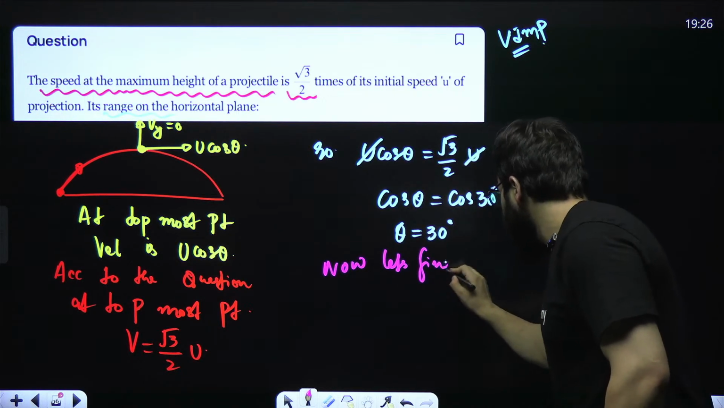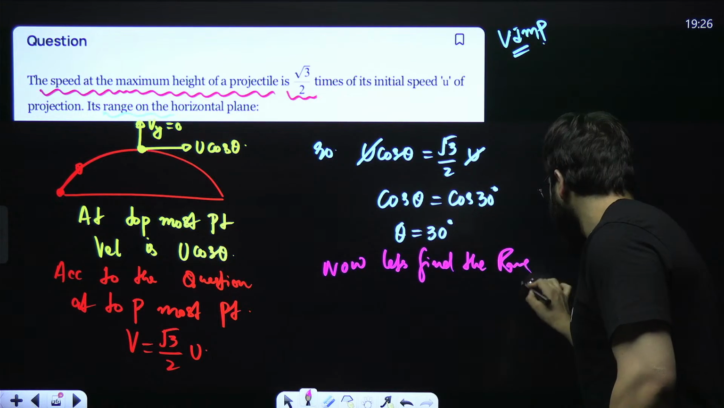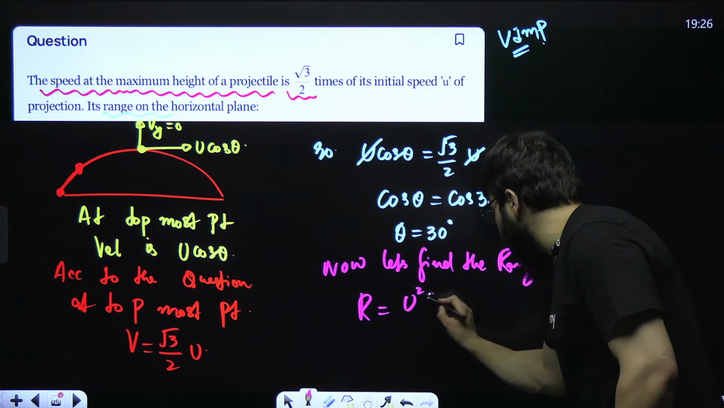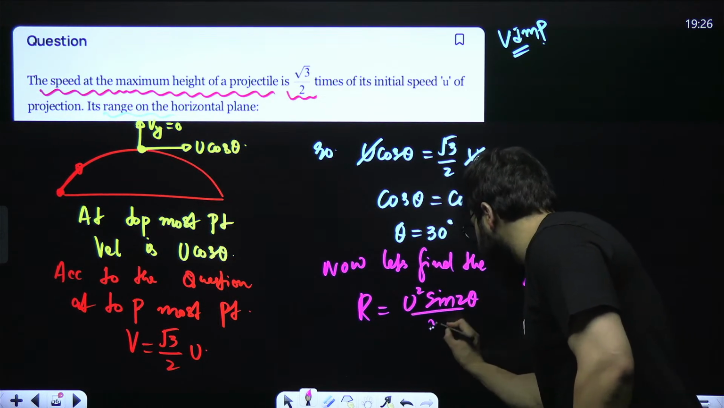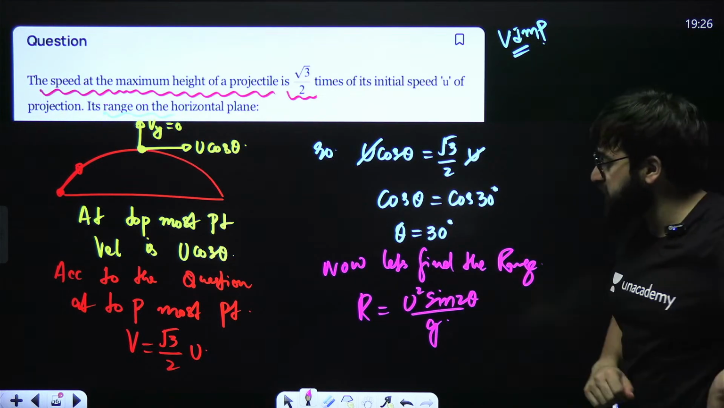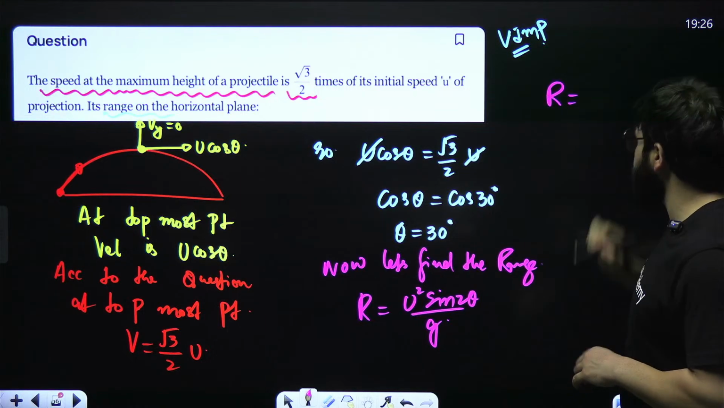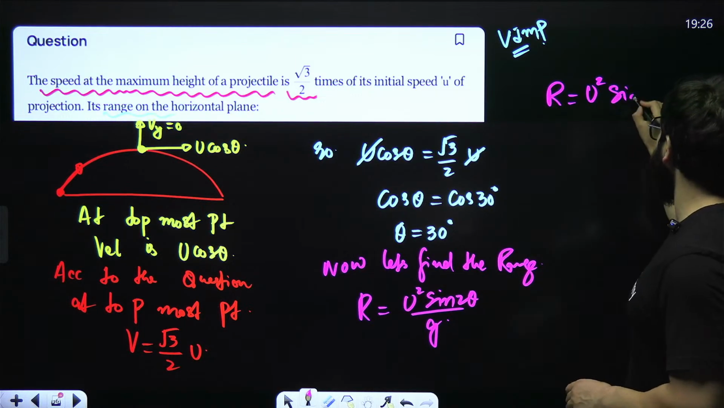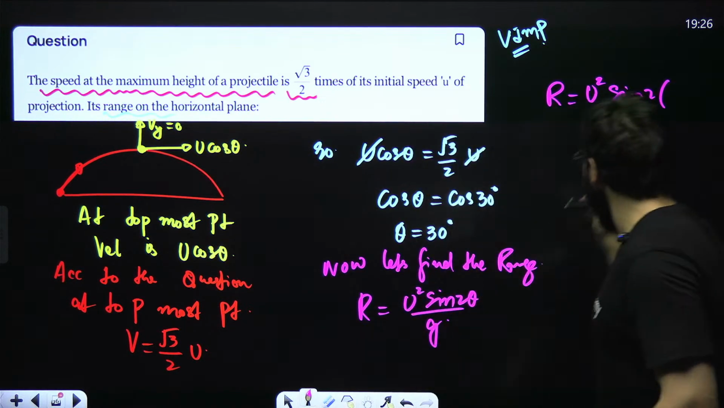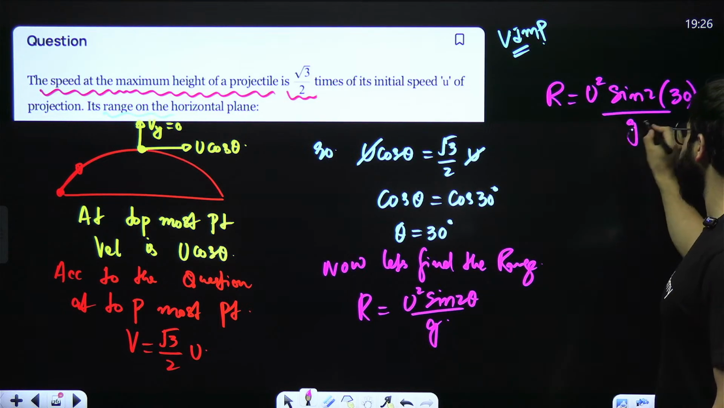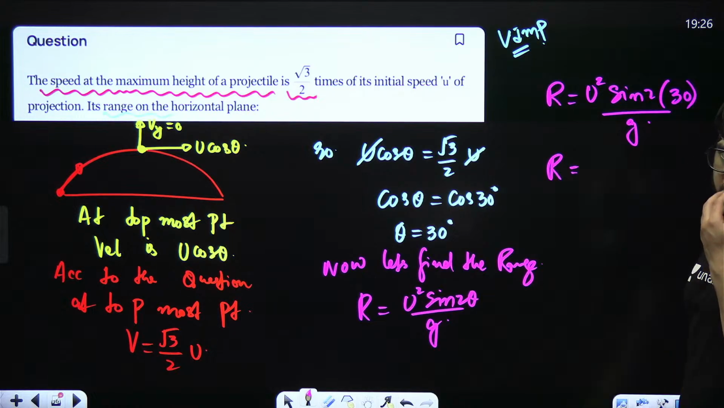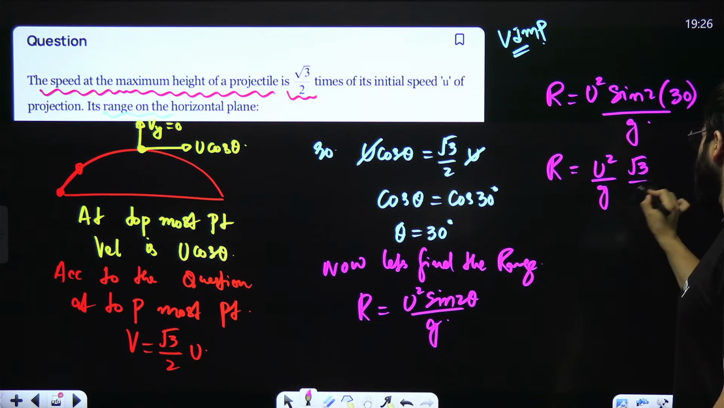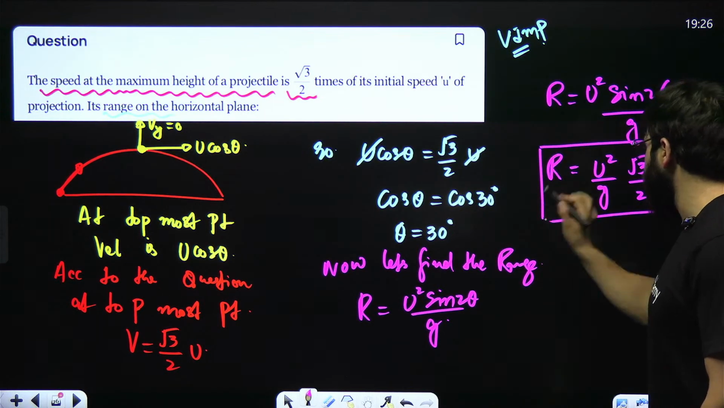Let's find the range. So I can say, sir, range is equal to u square sine of 2 theta divided by g. This is the formula of range that we have studied. Now this range will be simply u square, u is the initial velocity, sine of 2 into theta, theta is 30 degrees over here, divided by g. So R will be equal to sine of 2 into 30, which is 60. Sine 60 is root 3 by 2. So u square divided by g, times root 3 by 2. This is the answer to this particular question.